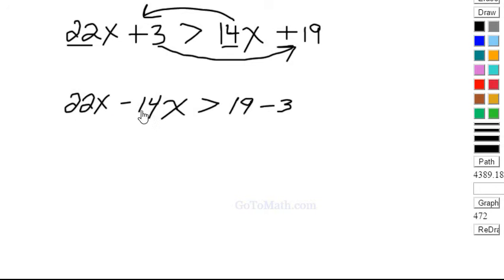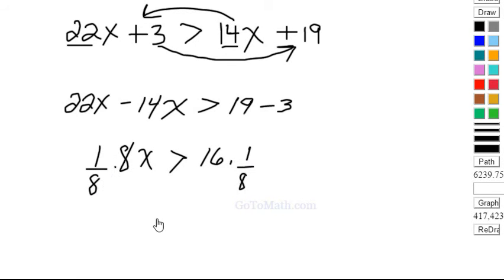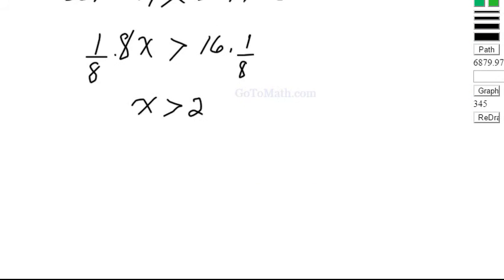Okay, so we have 22 and 14. Let's see, what is that? So 8. Is that 8x? Is that right? 8x is greater than, and I believe that's going to be 16. Then what we'll do is multiply both sides by 1 over 8. And so we're left with x is greater than 2.